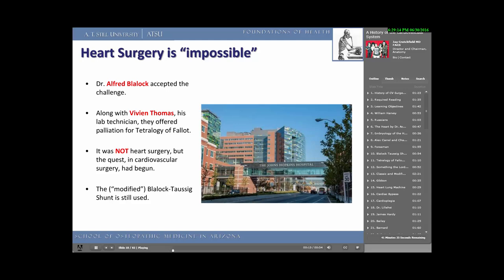There was also a time where we believed that you could not operate on the heart. You couldn't open the mediastinum and the pericardial sac, and you sure couldn't open the heart. Well, Dr. Alfred Blalock, a surgeon at Johns Hopkins Hospital, along with his technician Vivian Thomas, offered a palliative treatment for tetralogy of Fallot. It wasn't heart surgery, but it was vascular surgery. And in doing so, they began the long road towards the discovery that would eventually lead us to transplant the human heart. This modified Blalock-Taussig shunt is still used today for children born with tetralogy of Fallot.